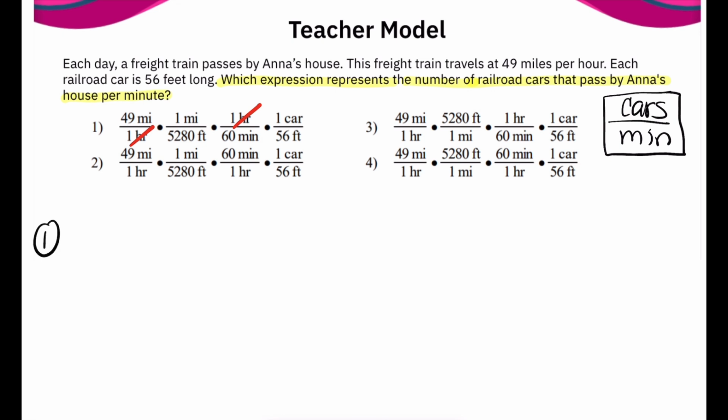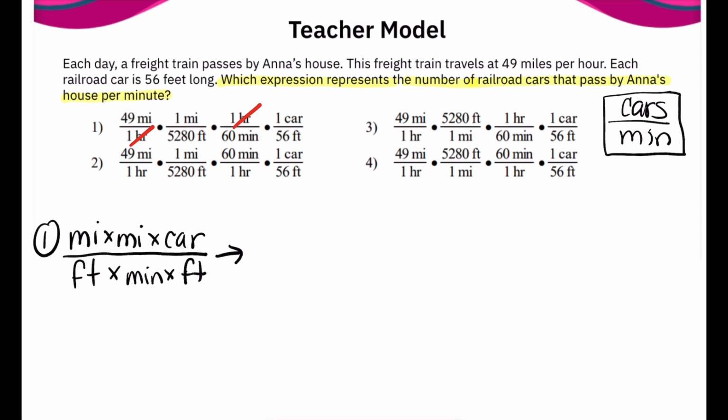So for number 1, it would simplify to miles times car over feet times minutes times feet. And I could simplify this further to square miles times car, because I have miles times miles, and feet squared times minutes. And even though it has cars over minutes, which is what I want, it has this part here. So this is why this one will not work, and I can eliminate number 1.